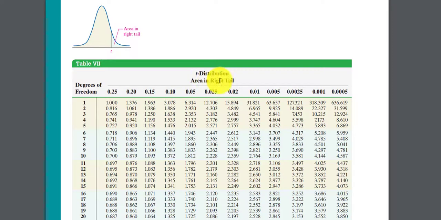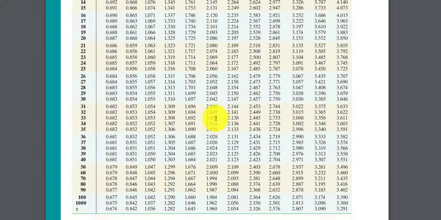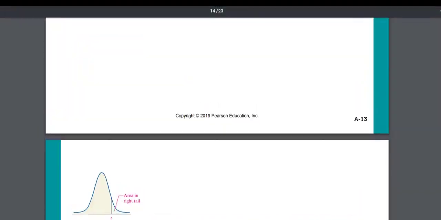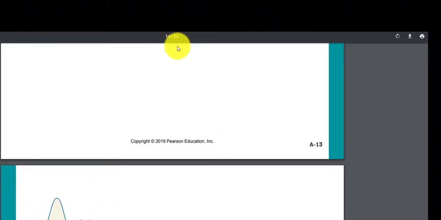And we continue to scroll down. Here's my t-distribution. So when we're doing a confidence interval about a population mean, we might use this table. Notice the degrees of freedom column over here. So this is where you can get all of your tables. And it looks like I can actually download this. I can print this if I wanted to. But, you know, it is 23 pages.